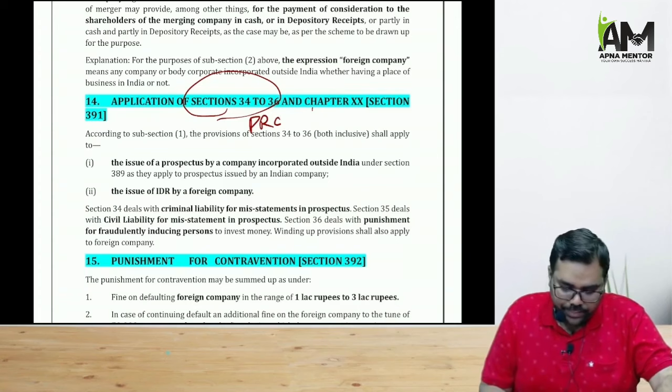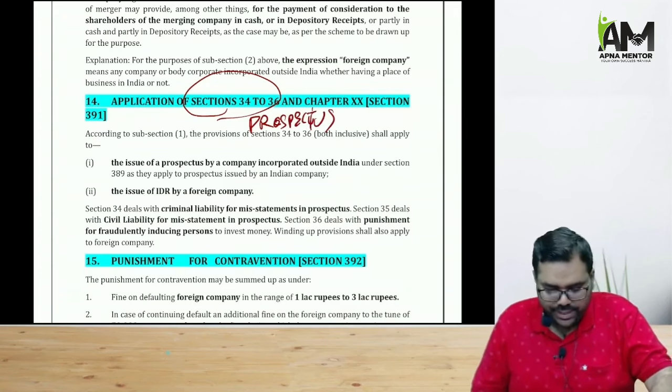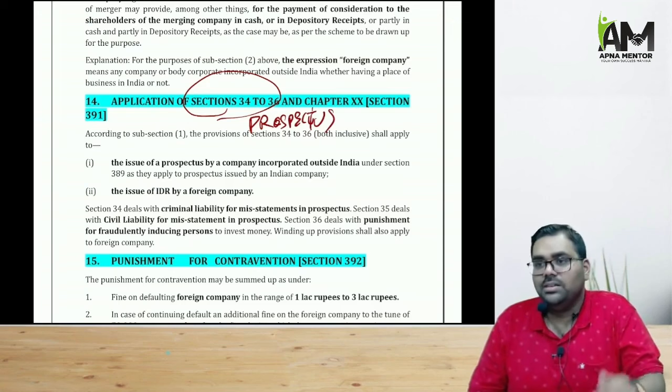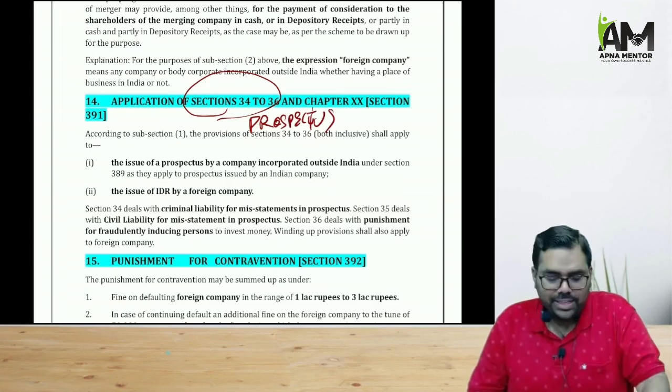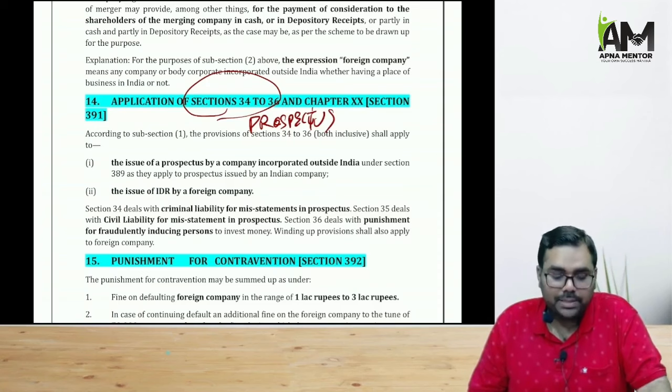Whenever the company gives wrong information in the prospectus, the directors there and the company will be liable. There will be a civil liability, there will be a criminal liability.